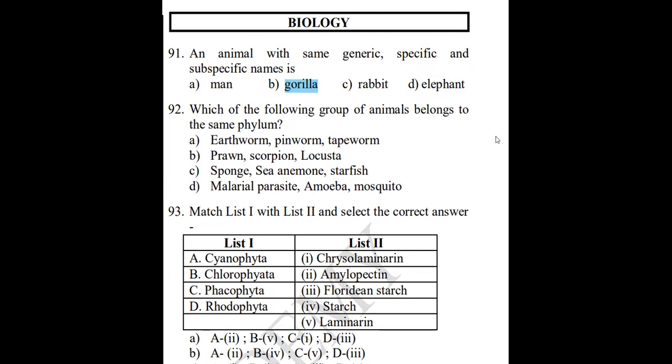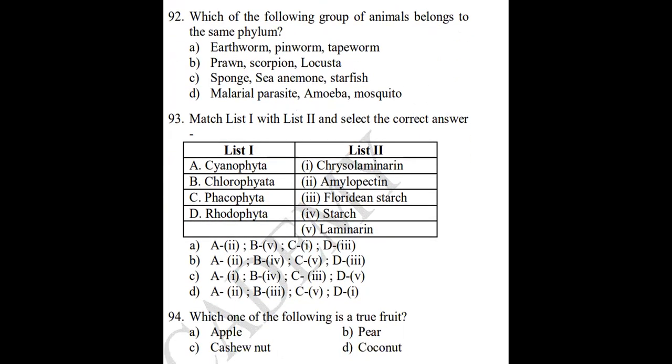Yes. So we move on to the second question. Which of the following groups of animals belong to the same phylum? Okay, let's see. Earthworm belongs to the phylum Annelida, right? Pinworms and tapeworms belong to Aschelminthes. So this is Annelida and this is going to be Aschelminthes. So they are all different phyla, so this cannot be the option.